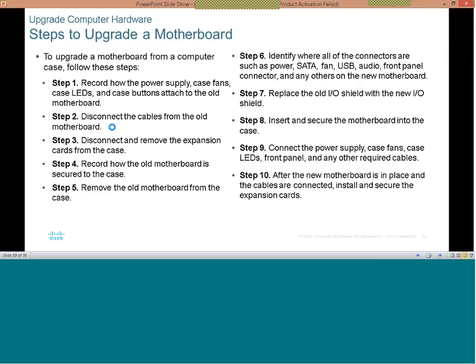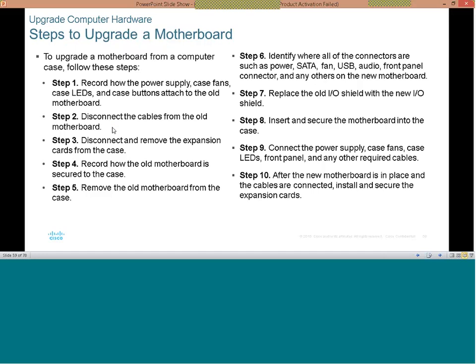So, steps to upgrade a motherboard. Step 1, record how the power supply, case fans, LED, and case buttons are attached to the old motherboard. So you need to record all this, the convention of where all these things are connected. You need to note that. And then disconnect the cables from the old motherboard, of course. You're doing an upgrade. Disconnect and remove the expansion cards from the case.